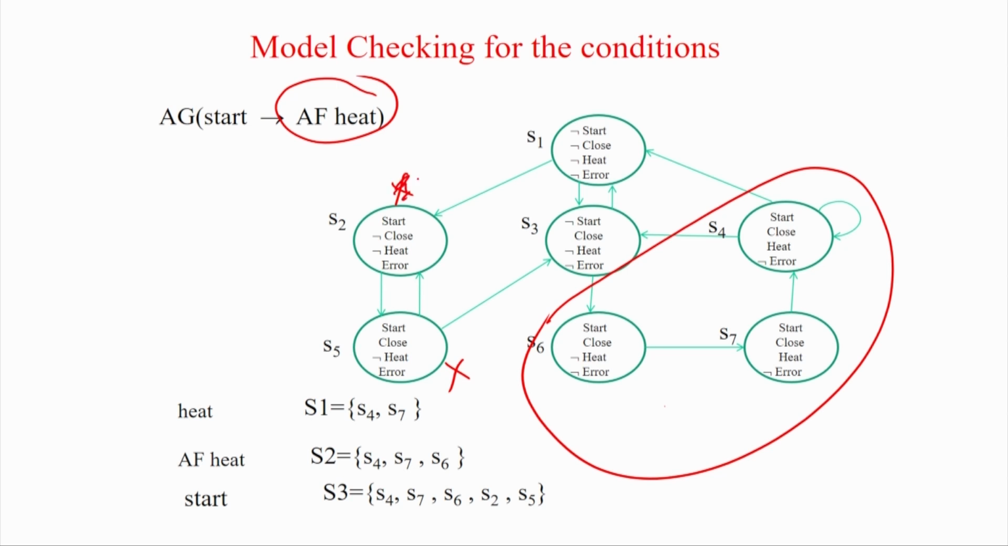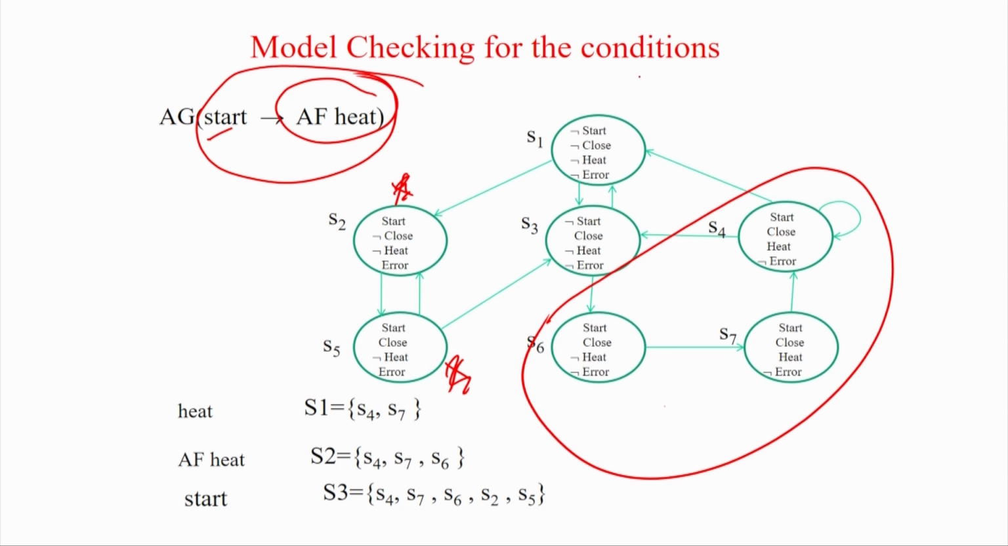So definitely in these states this whole formula is not going to be true. It is something like A implies B where B is false and A is true. Therefore this whole formula is not valid in states S2 and S5. Importantly, now let us think about S1 and S3. Very interesting. Here start is false. Here also start is false.